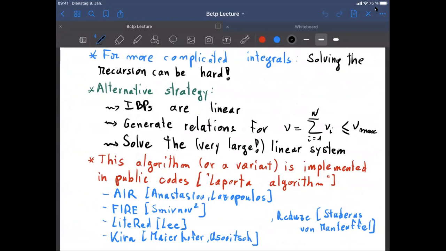Now, in practice, your integral will not just have two propagators, so two exponents. It may have 4, 5, 6, 10, maybe more. So this idea of drawing this lattice and moving around in this lattice and seeing how you can solve the recursion is not gonna help you. Well, it's just gonna be too complicated. So solving the recursion can be very tough. Now in practice, one does something different.